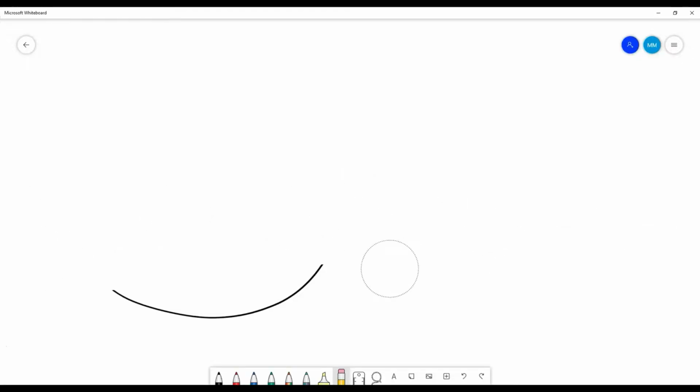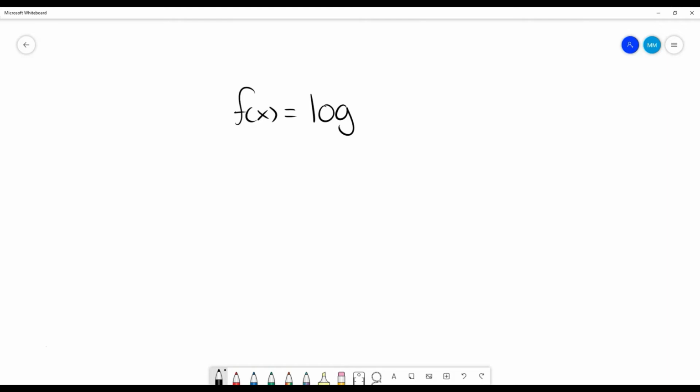Okay, now let's work on, very briefly, this is a pretty short one, our derivatives of logs and exponents. So if I have a log with a base of b of x, the derivative of that is going to be 1 over the natural log of whatever my base is times whatever x is.